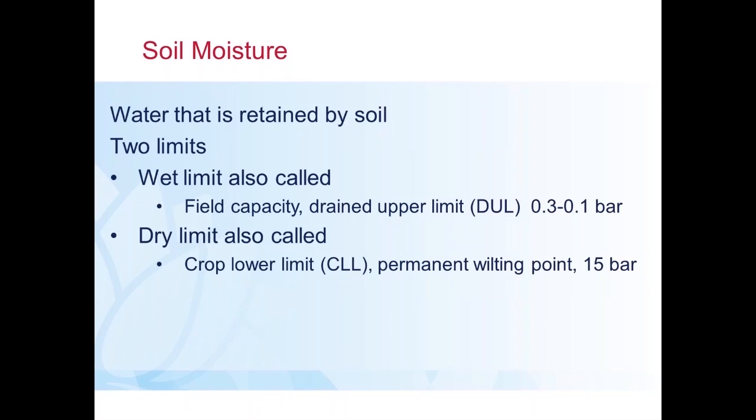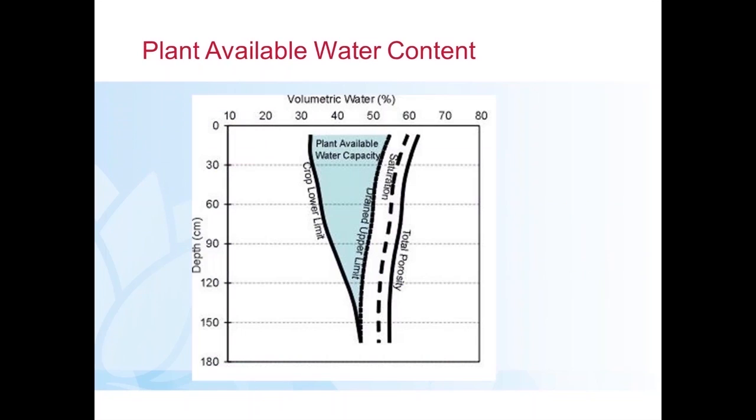It's useful to think of it as a bucket, and when it's really wet, the bucket's nearly full, and when it's really dry, the bucket's nearly empty. Conceptually, it looks a bit like this. So here's a graph of volumetric soil water on the x-axis and depth on the y. So here are a number of lines out to your right.